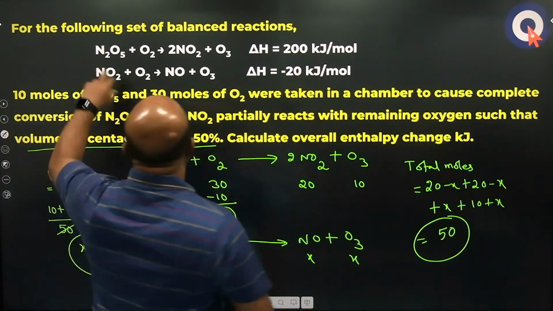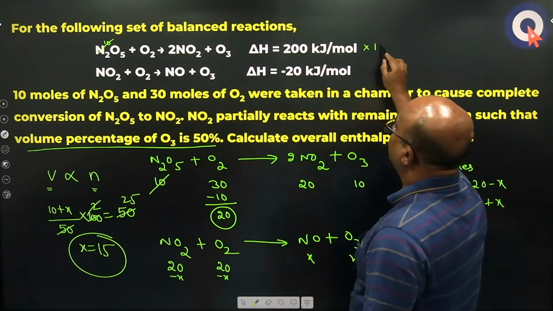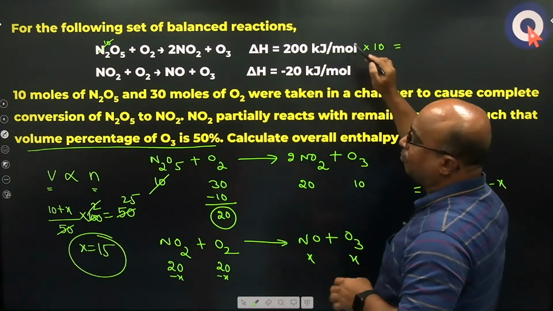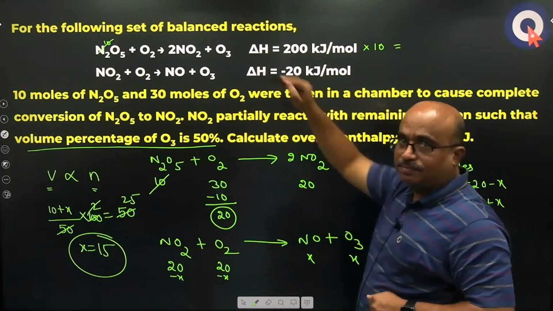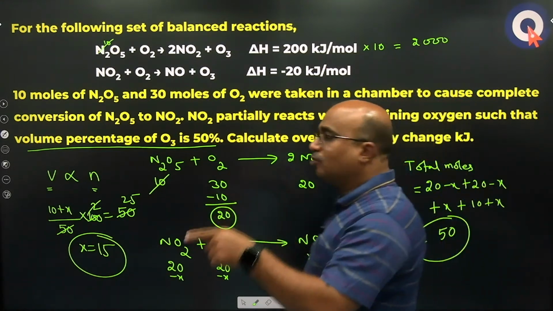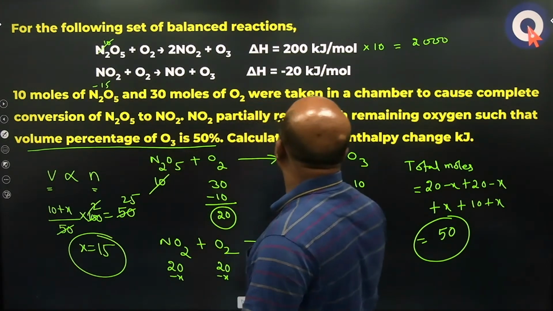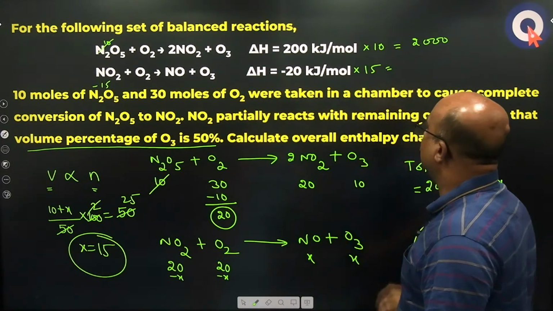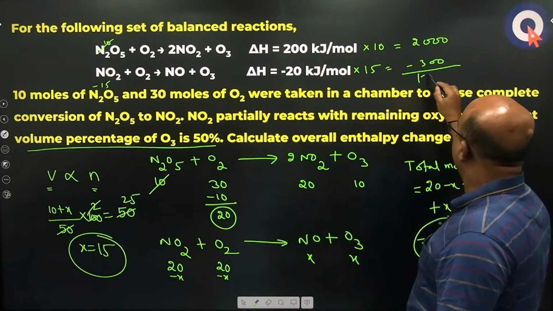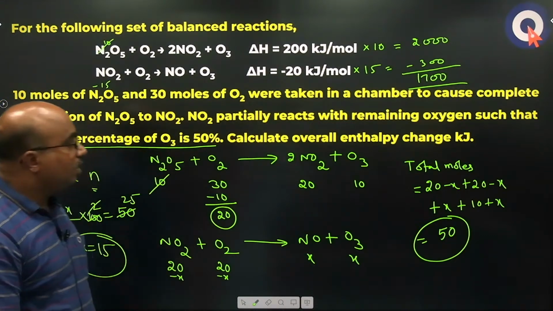Means here 10 moles of this is consumed. So this energy becomes nothing but into 10 times. Because for every 1 mole of N2O5 reaction, 200 kilojoules of heat is absorbed, because it is a plus. So that it becomes 2000. But during this process, only 15 moles of this is consuming. That means into 15, which is nothing but 20 into 15, is nothing but minus 300. So that your overall energy will be 70. That's it. Done.